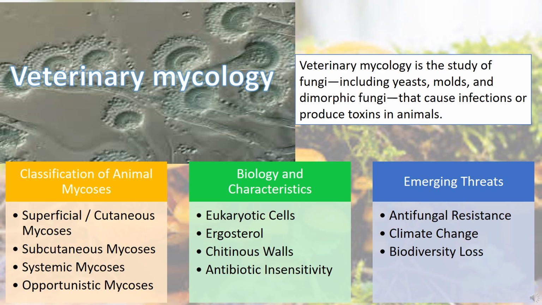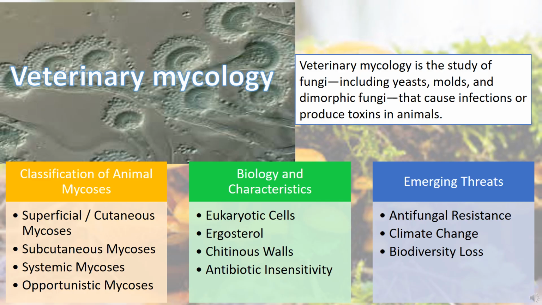Eukaryotic cells, they have a membrane-bound nucleus and organelles. This means they share structural similarities with animal host cells, making targeted drug therapies challenging to design without toxicity. Ergosterol, their cell membranes contain ergosterol instead of cholesterol. This serves as the primary target for modern veterinary triazole antifungals.